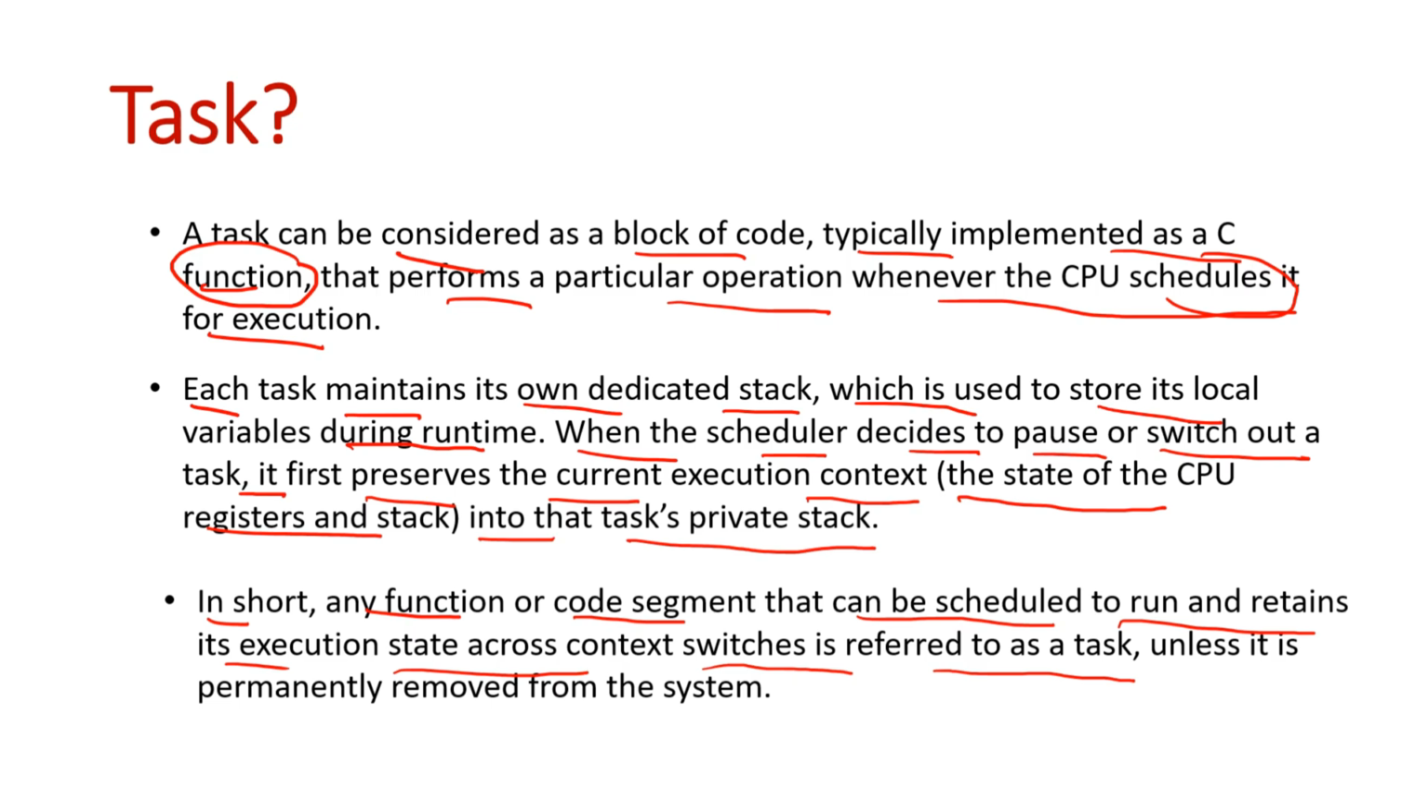And one more thing: you have to schedule that function, only then can you call it a task. So a task has primarily two properties. The first one is it should be schedulable, and the second one is it should retain its values between multiple function calls, or you can say multiple task switching. And that's about the task.